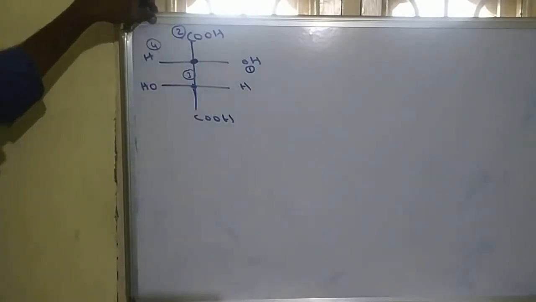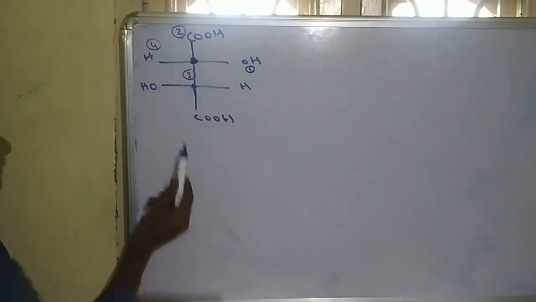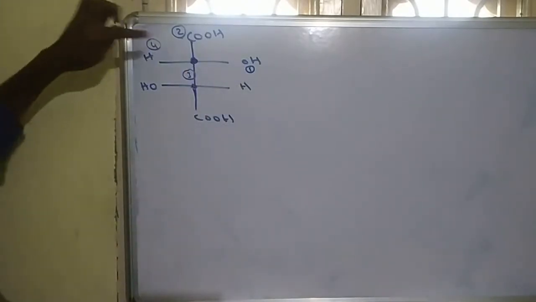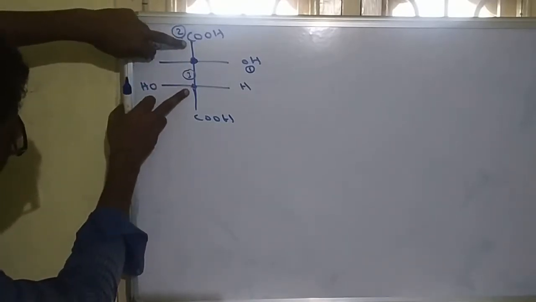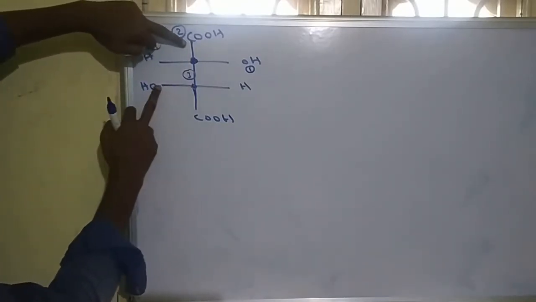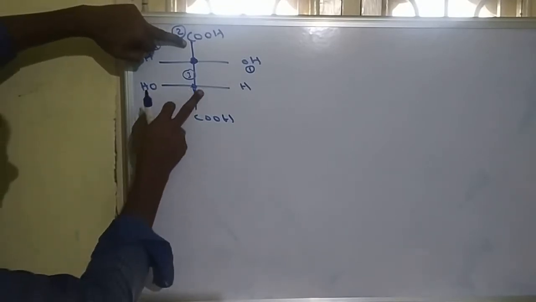Simply I am explaining. On this carbon, oxygen is the highest. Second, this is also carbon, this is also carbon, but on these two carbons, one has oxygen on one side, carbon on one side, and hydrogen on the other side.